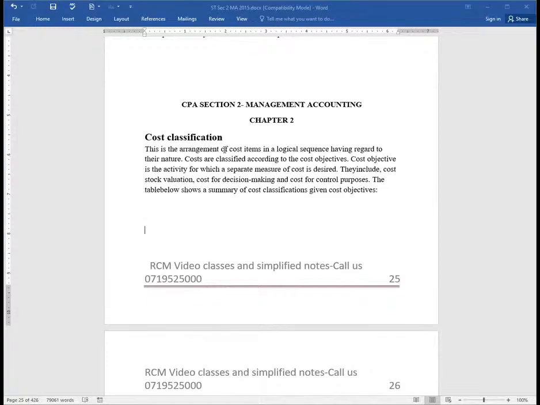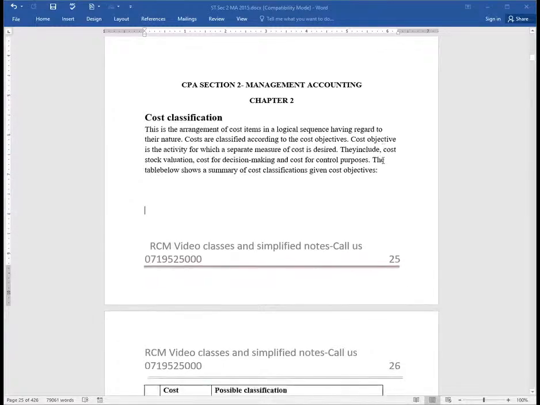Ladies and gentlemen, I would want to reiterate something here. A cost objective, a cost goal, is that activity which you would want to evaluate its cost as a standalone activity. So we shall be able to see further to this as we progress.